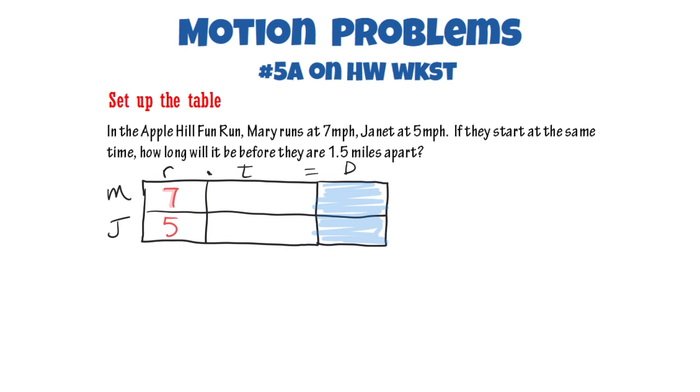Now let's look at the time. If they start at the same time, how long will it be before they're 1.5 miles apart? Well, you can tell that Mary's running faster. So here's what's kind of going on. They're starting at the same time and they're running.